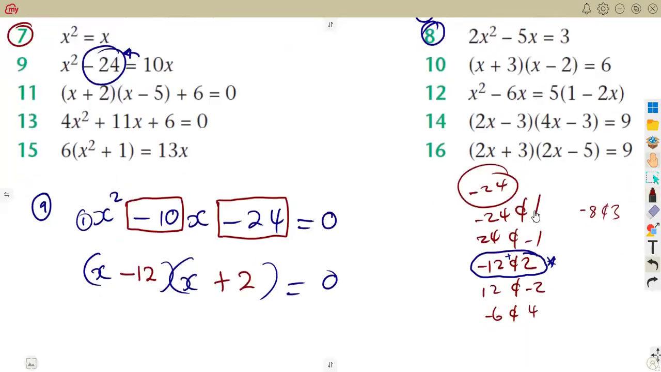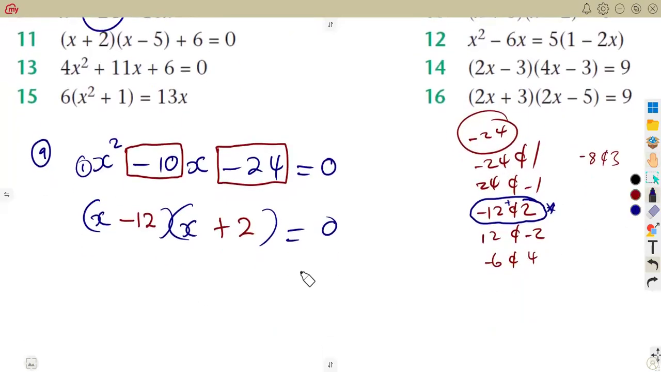So from there, we can have our x values, guys. Equating each bracket to 0, it means x is going to be what? Minus 12 to the other side will give us a positive 12. Or x is equal to a plus 2 to the other side is going to give us what? A minus 2. So these are the possible values of x that we are going to have on this one.